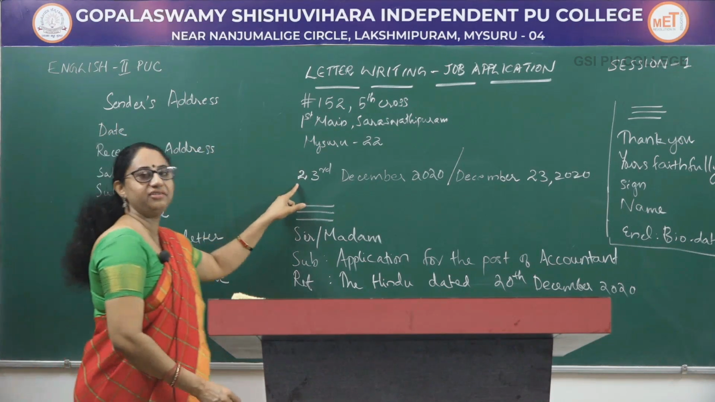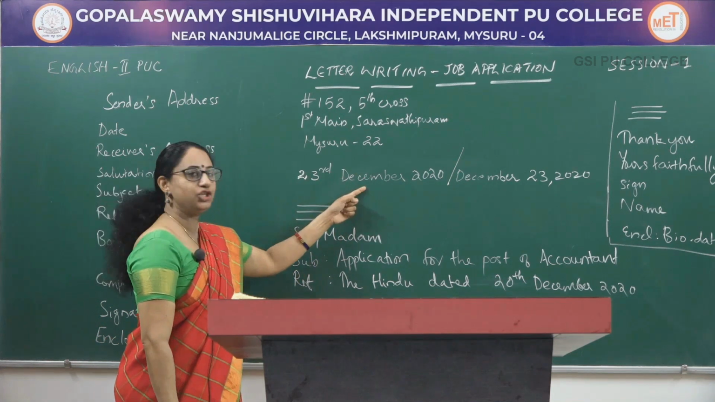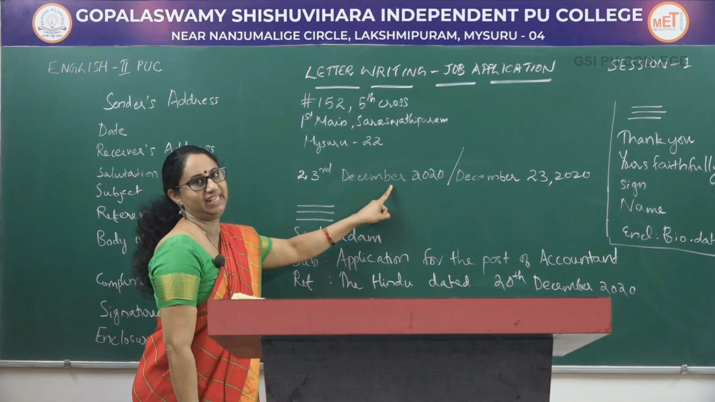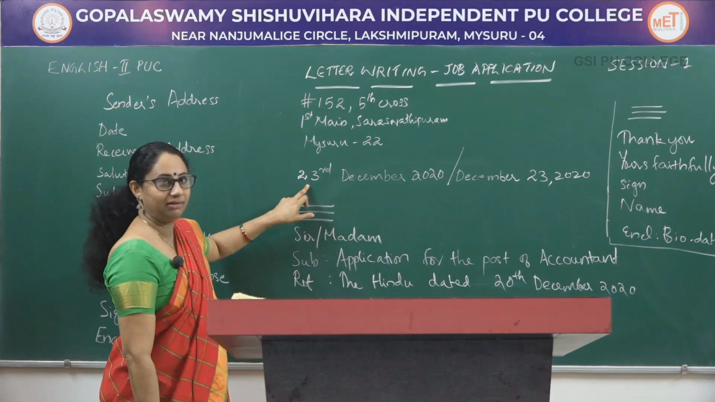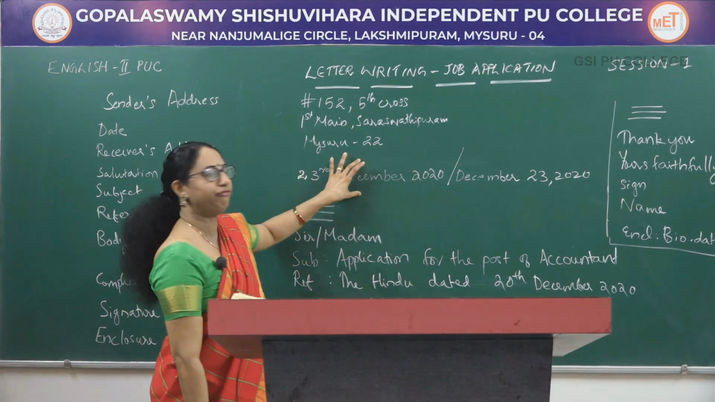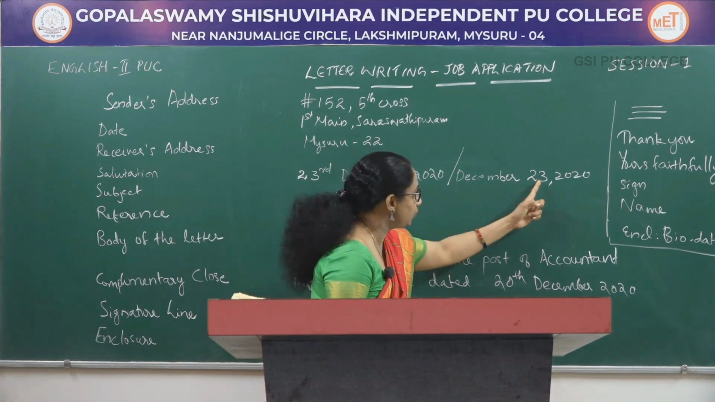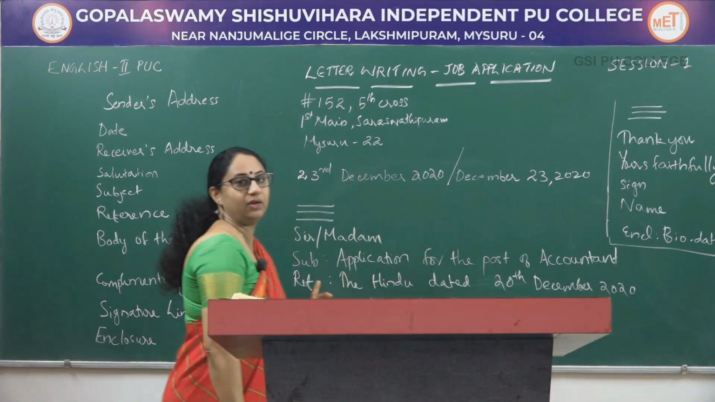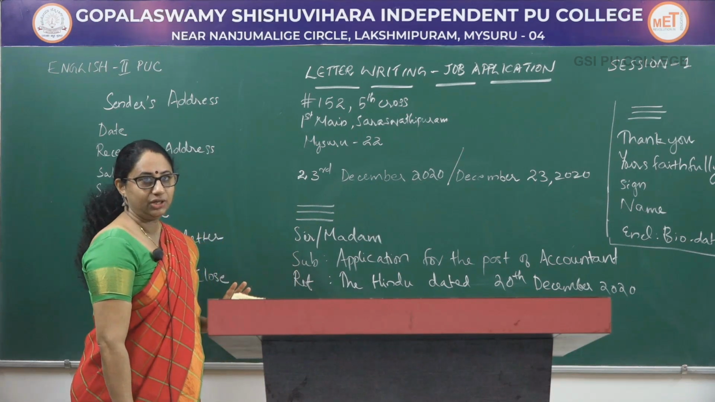Okay? So how do you write date? Date can be written in two ways. You have to mention the month in full, or even if you write DEC for December, NOV for November, that is also fine. So write the date, the month and the year. This is one way of writing the date. Or you can write it like this, December 23, 2020.